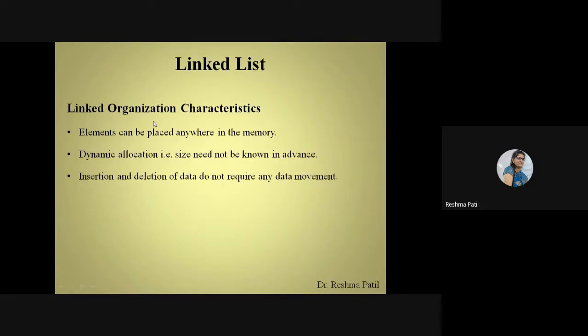Organization characteristics of linked list: elements can be placed anywhere in the memory. Dynamic allocation, that is, size need not be known in advance. At runtime we can add a node or delete a node, so size need not be known in advance. Insertion and deletion of data do not require any data movement. Each element is a collection of data and linked to its successor.